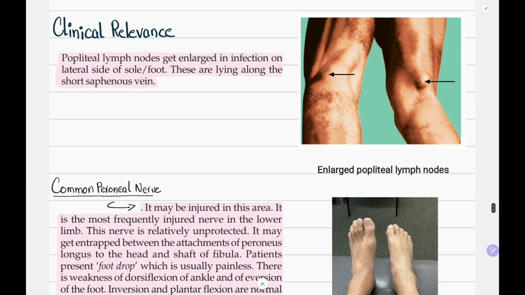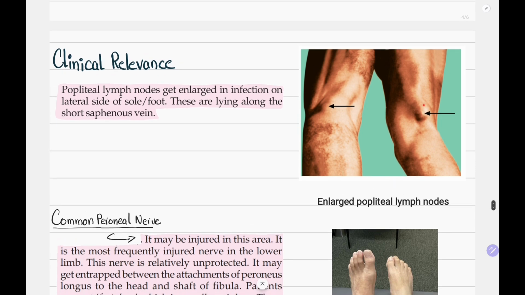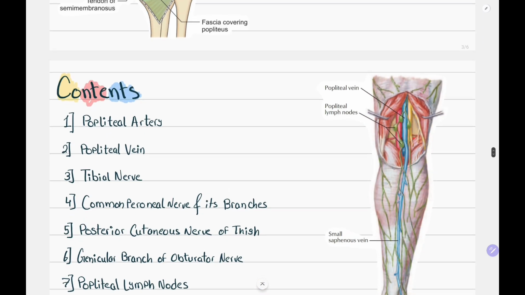Coming to the clinical relevance of the popliteal fossa, as I have already told you, the popliteal lymph nodes are one of the content of popliteal fossa. So the lymph nodes get enlarged in infection on the lateral side of foot. You can see these enlarged lymph nodes. These are lying along the short saphenous vein. As I have already told you, these are the lymph nodes, and this is the short saphenous vein. They are lying along the short saphenous vein.